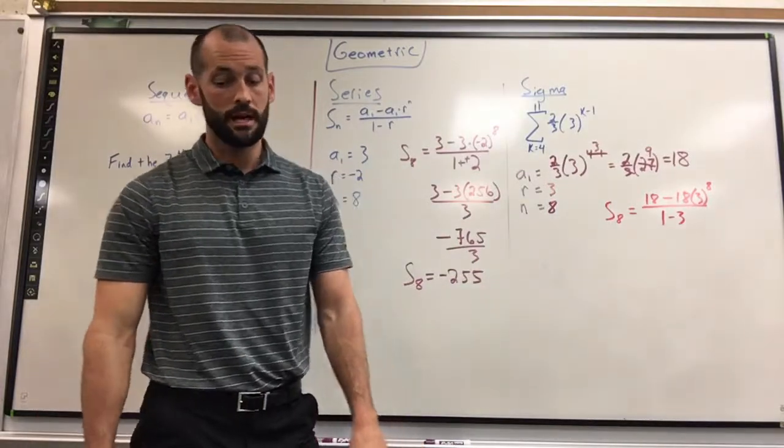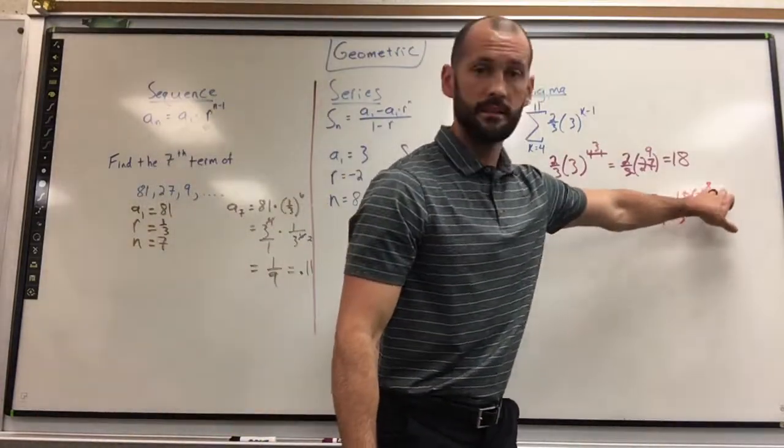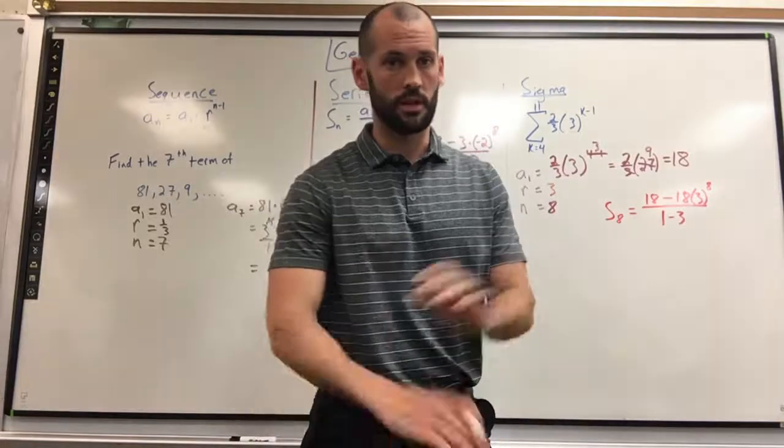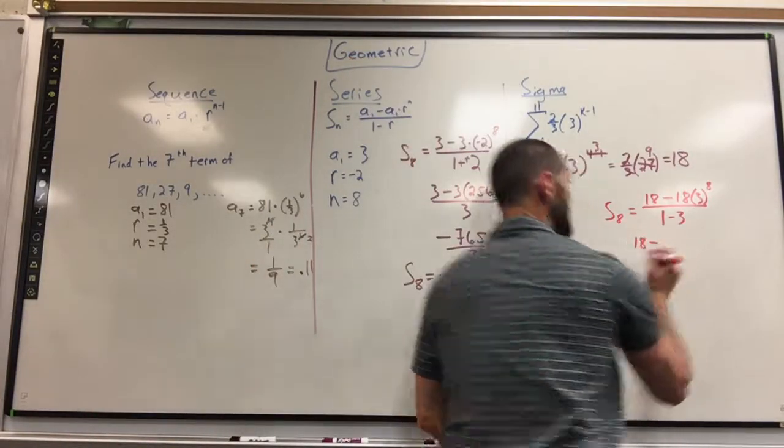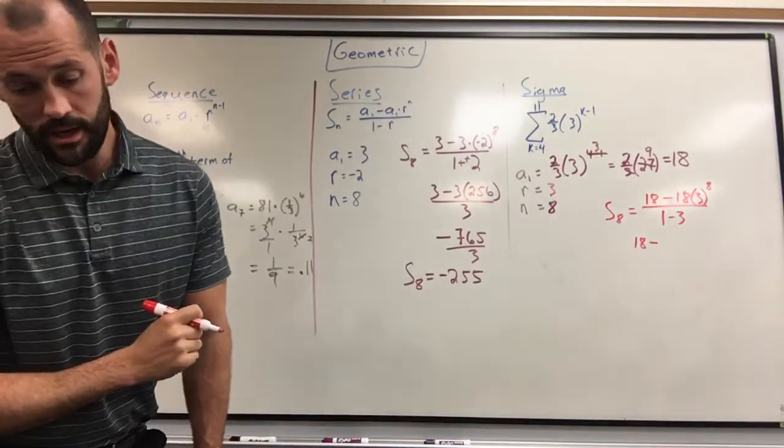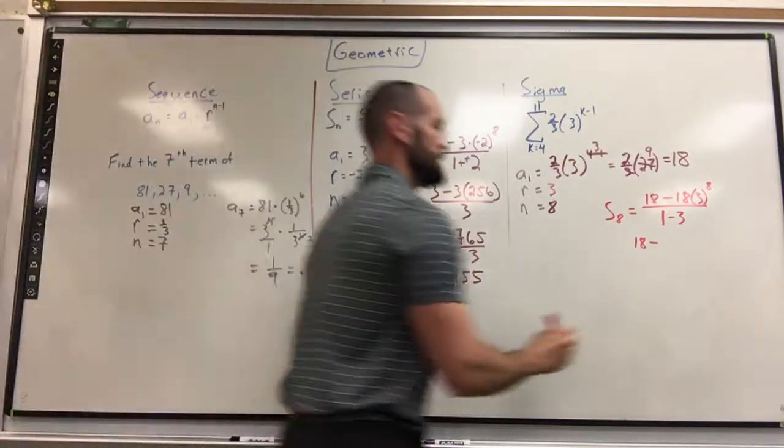Simple plug and chug. Now, I'm going to take 3 to the 8th and multiply it by 18. We're just going to go straight to that big number. We'll get an 18 minus 118,098.